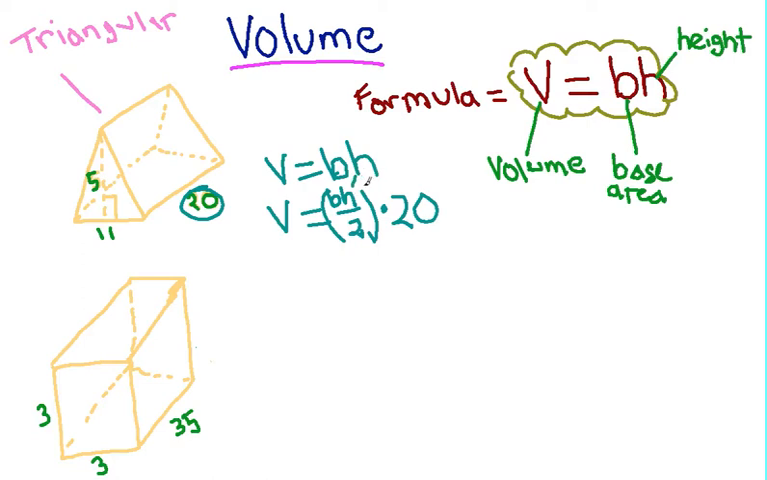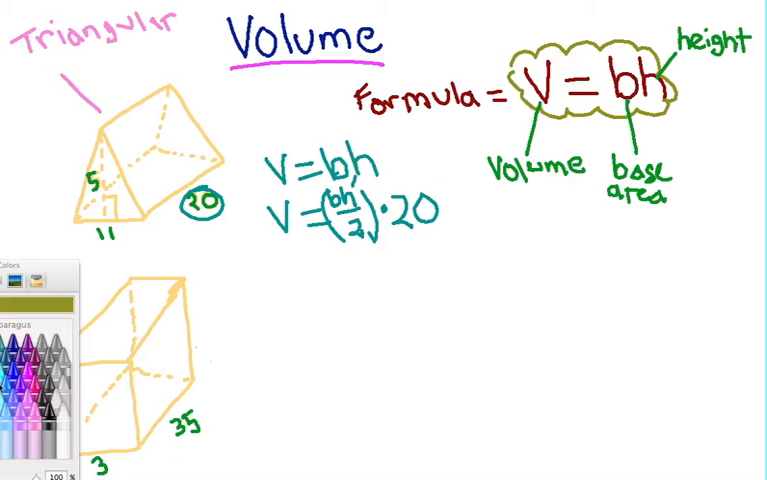Are these two heights the same? No, they are not the same, because this is the height of the base, while this is the height of the prism. So this height is this, and this height is this.